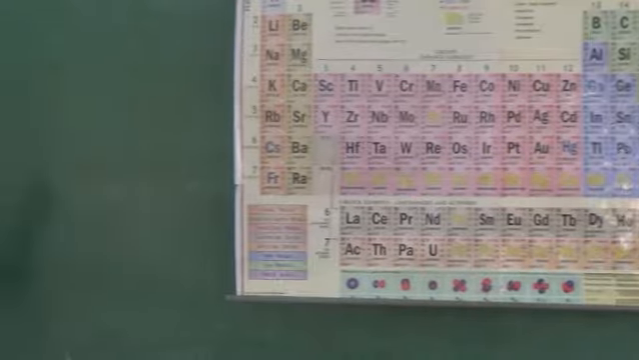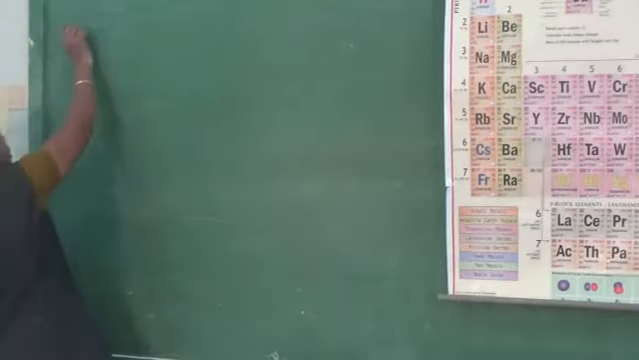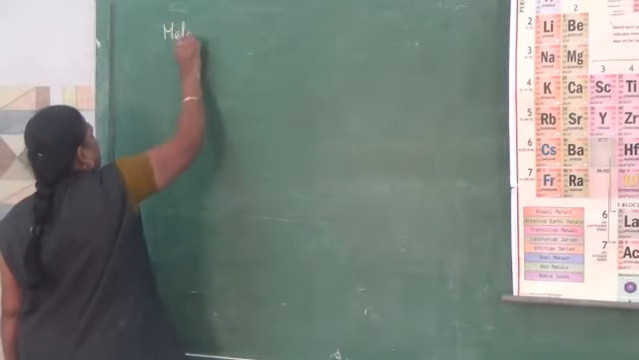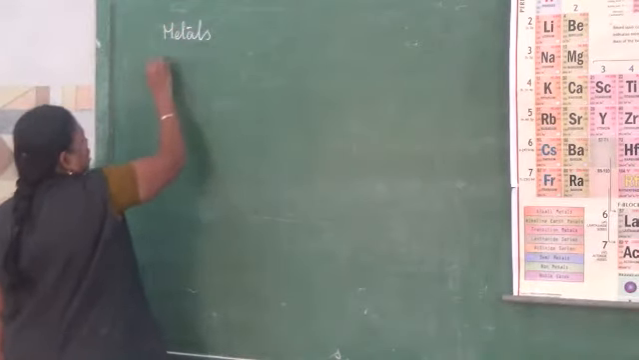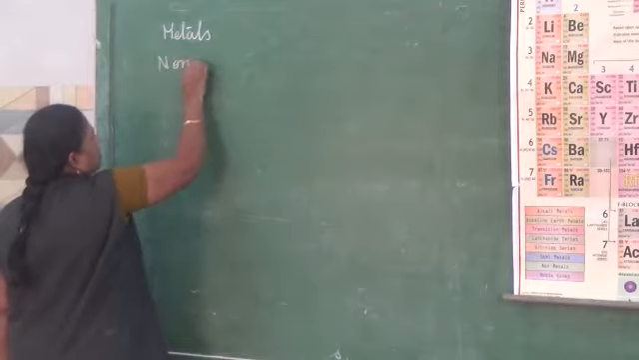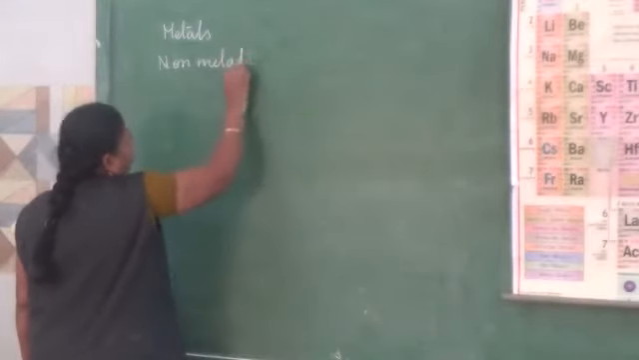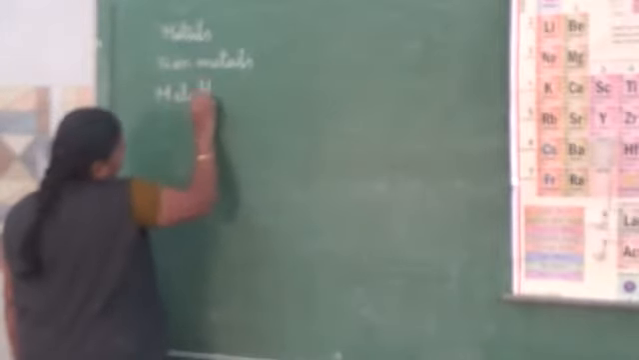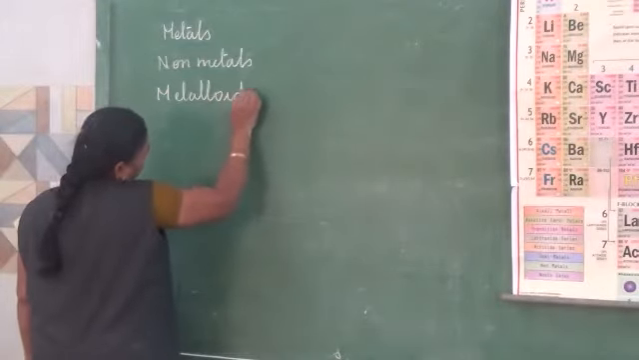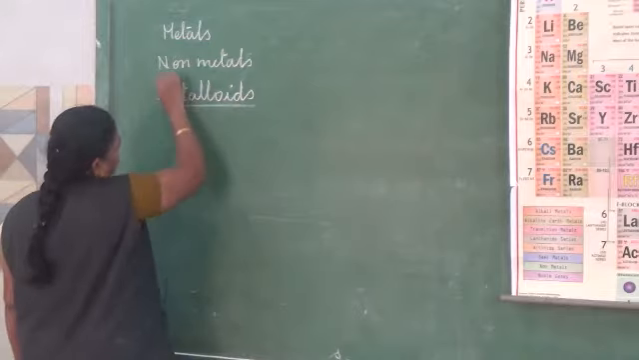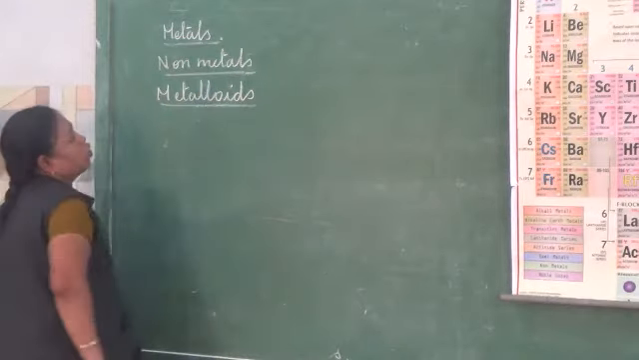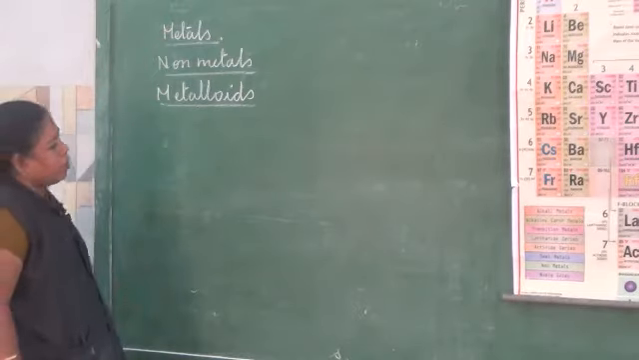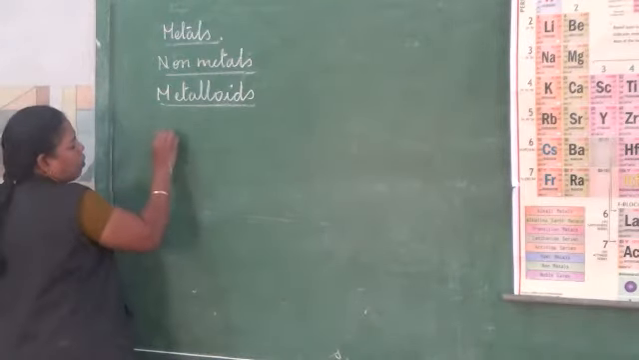The elements in the periodic table are broadly classified into three categories. One is metals, second one is non-metals, and third one is metalloids. We are going to analyze the position of each one. First, we are going to analyze the position of hydrogen.